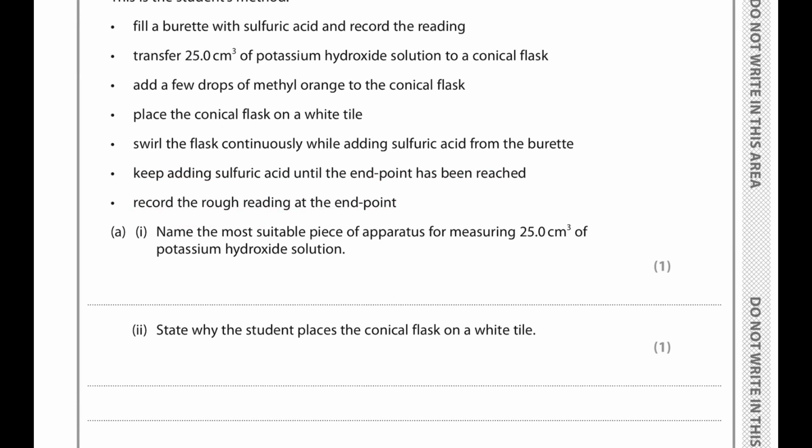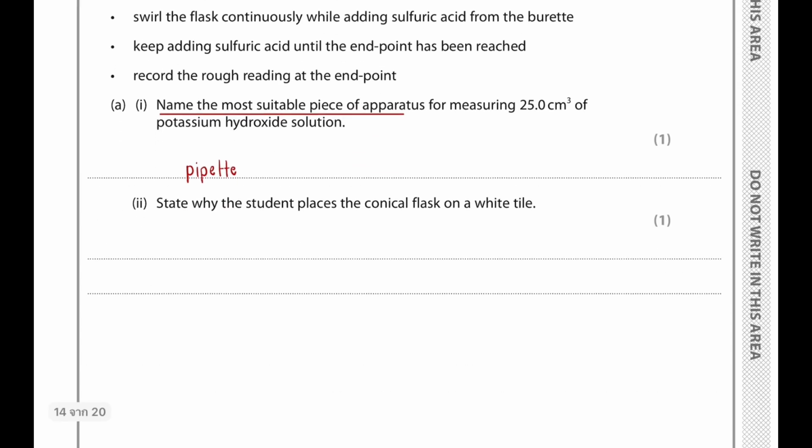So name the most suitable piece of apparatus for measuring 25 cm³ of potassium hydroxide solution. So we will use a pipette. Next, state why the student places the conical flask on a white tile: in order to observe the color change clearly.